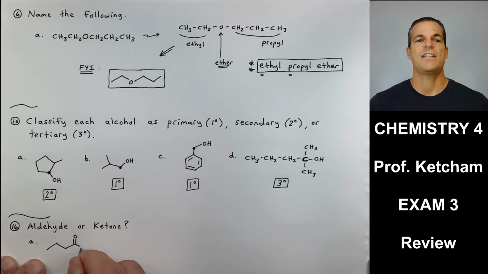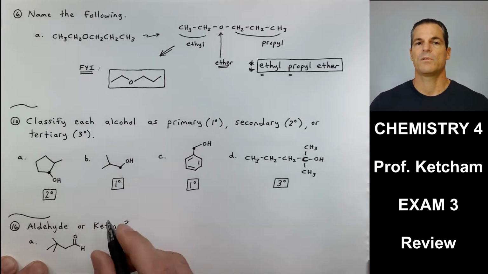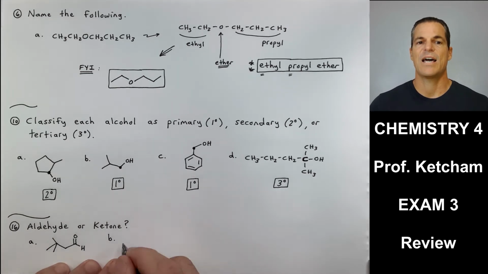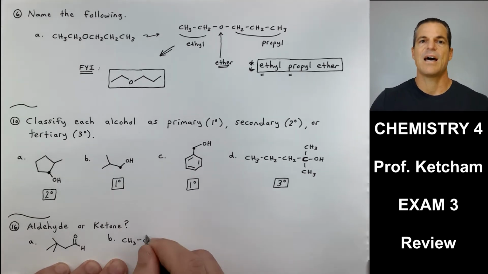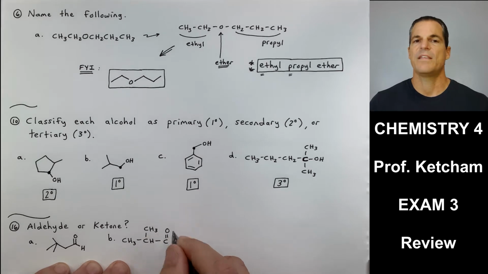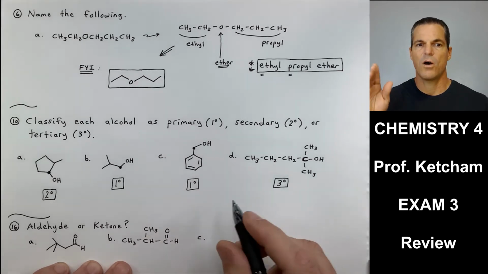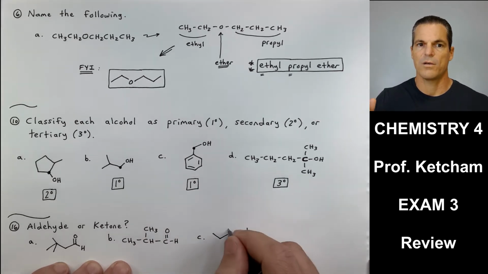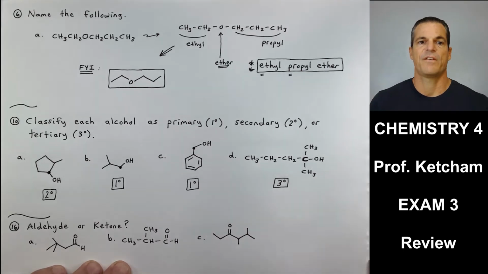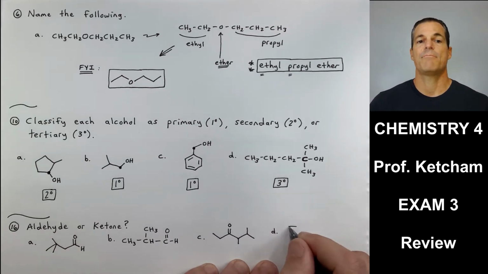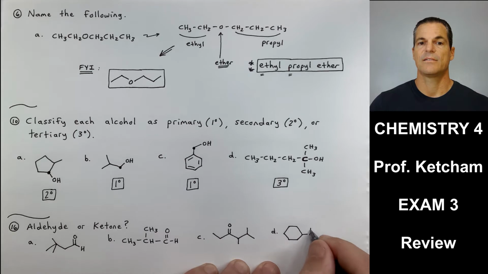All right, number 16, aldehyde or ketone. Very simple way to do this. Aldehydes are on the end. Aldehyde, end. So if they're on the end, the double bond O is on the very end of the molecule, and it has a little H hanging off of it. That's what aldehydes are. So A and B are aldehydes.